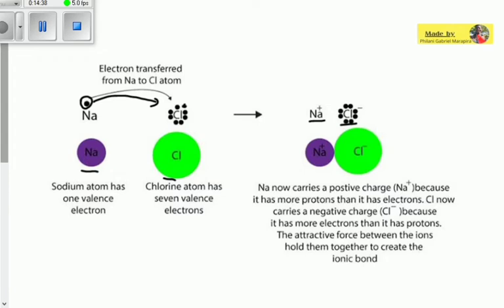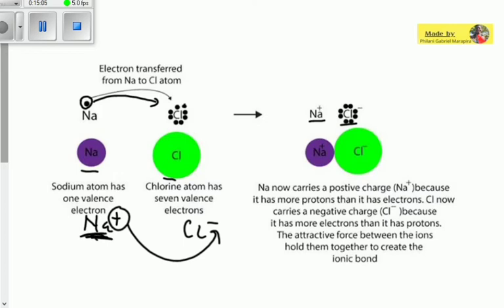Here you can see that the sodium atom has 1 valence electron, and the chlorine atom has 7 valence electrons. This one can lose that 1 valence electron, and this one needs to gain that valence electron. So it is transferred. An ionic bond is just a basic exchange of electrons from this one, which has only 1, to chlorine.